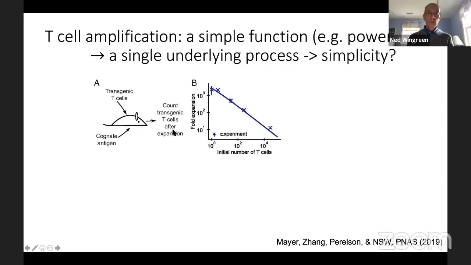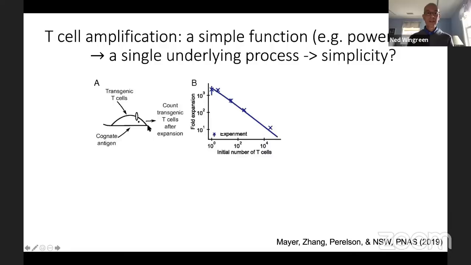And what was found was that as a function of the initial number of T cells that were injected into this mouse, along with an antigen that was known to excite them, the degree of expansion of those T cells exhibited a power law. So over many decades of this initial number, the fold expansion behaved in a simple power law way.